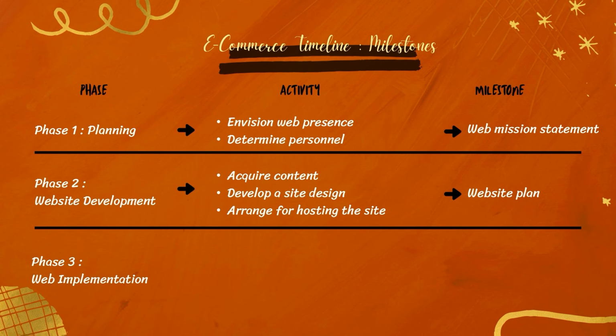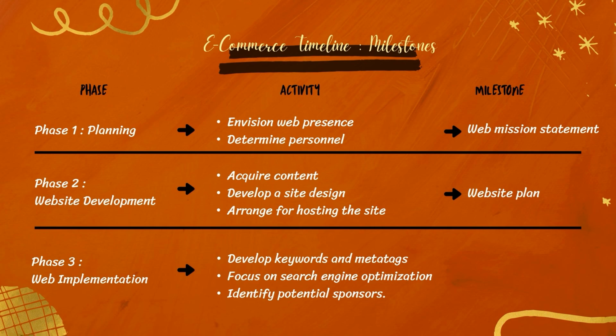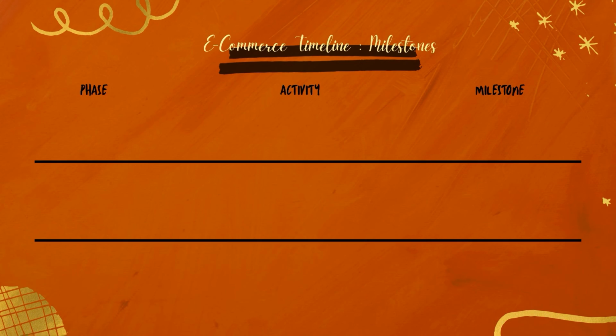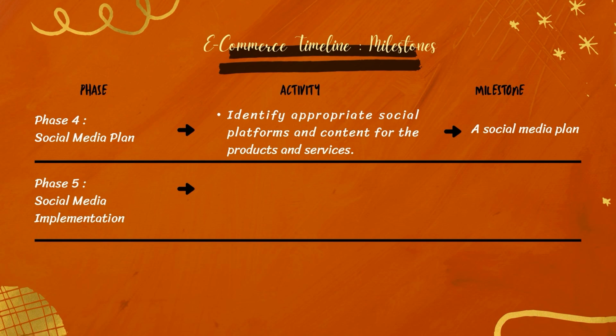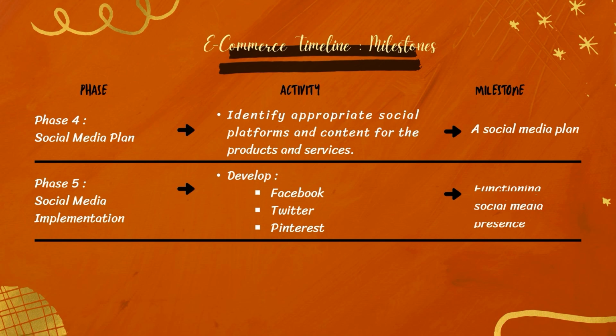Phase 3 is web implementation. It needs to develop keywords and meta tags focused on search engine optimization and identify potential sponsors. Therefore, a functional website must be delivered. Well, phase 4 is the social media plan, where we need to identify appropriate social platforms and content for the products and services. So, the milestone is a social media plan. Phase 5 is social media implementation. The activity is to develop a Facebook account, Twitter, and Pinterest. The target is a functioning social media presence.